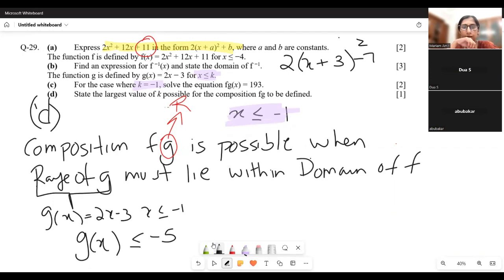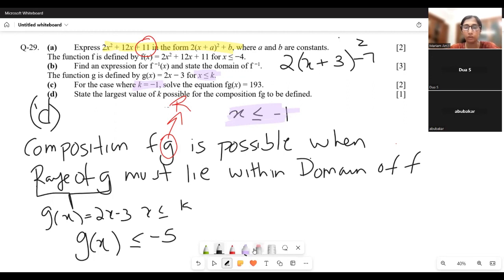State the largest possible value of k. Sorry, the domain of g(x) we had to take as k. Why did I take -1? -1 was for part c. For part d, my bad, it's k. So it's going to be k.